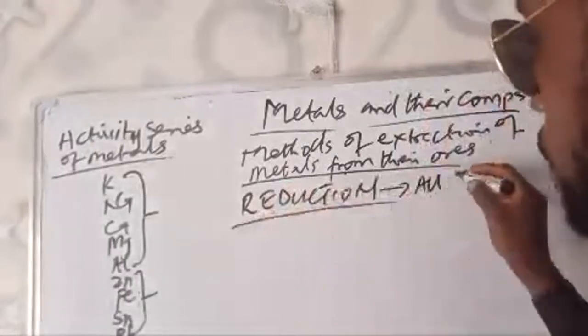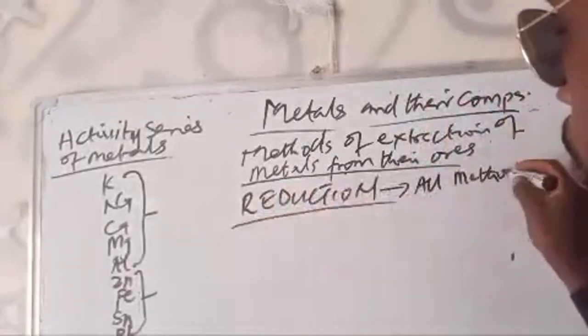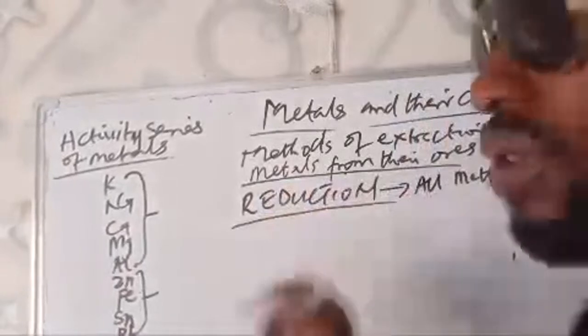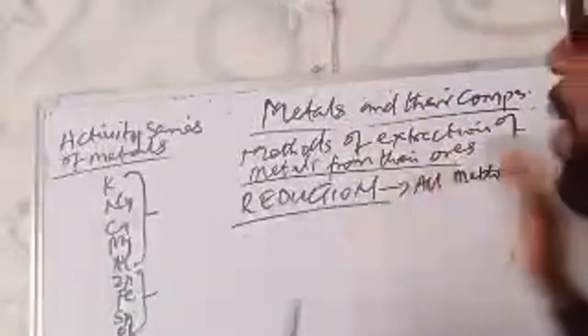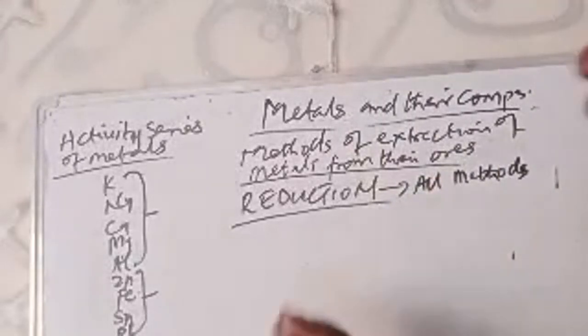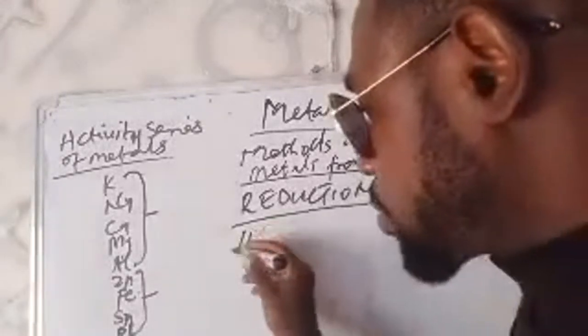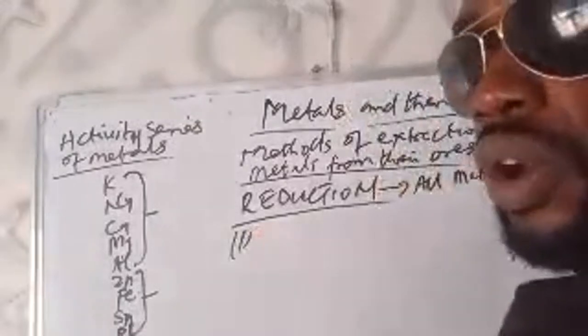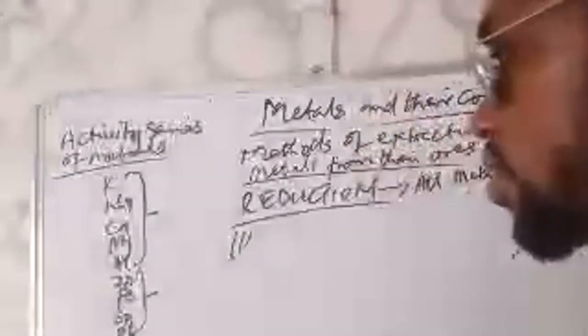All the methods are reduction. All methods used to extract metals from their ore are actually reduction methods. No other method apart from reduction. Then we want to see the reduction methods applied. So we have three methods in the extraction: three reductive methods, or three reduction methods, in the extraction of metal.